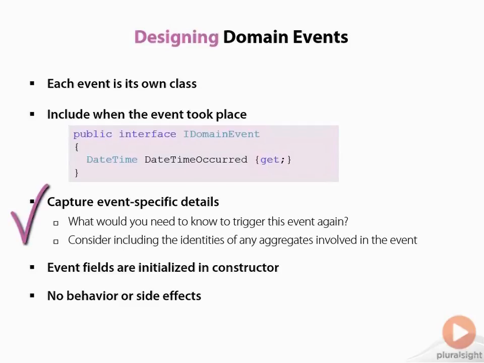Ideally, domain event objects should be lightweight, so you want to be sure you capture sufficient information to handle the event, but not so much that the event object itself becomes bloated. Since domain events are immutable, they're typically fully instantiated via their constructors, and since they're simply noting that something has happened in the system, they don't usually have any behavior or side effects of their own.